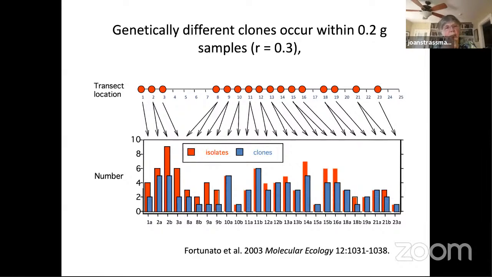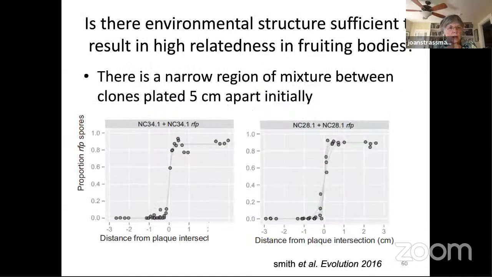But, you know, this was a meter-long transect, and then within the little samples, we grew them up. We didn't have a good idea of the fine structure. So a former postdoc in our group decided to really dig into that structure. And so we started by simply plating out 2 clones 5 centimeters apart, and then watching as they grew together and overlapped to see what the zone of mixture would look like.